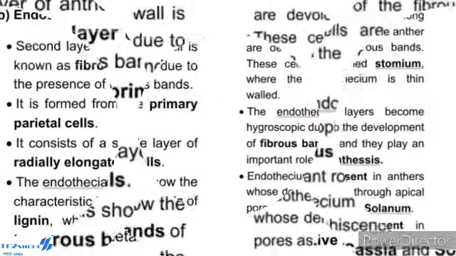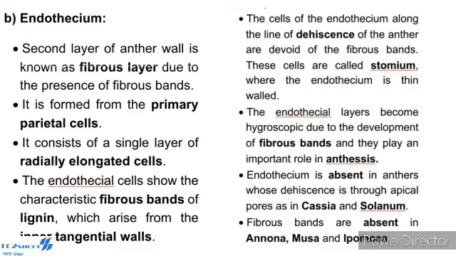So the second layer, endothecium. The endothecium is the second layer of the anther wall, also known as the fibrous layer due to the presence of fibrous bands. It is present just below the epidermis. It is formed from the primary parietal cells. It consists of a single layer of radially elongated cells. The endothecial cells show the characteristic fibrous bands of lignin which arise from the inner tangential walls.